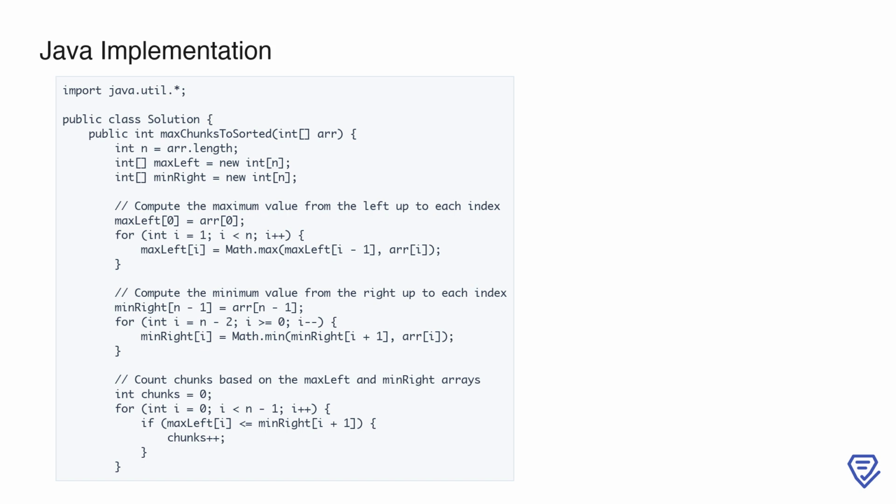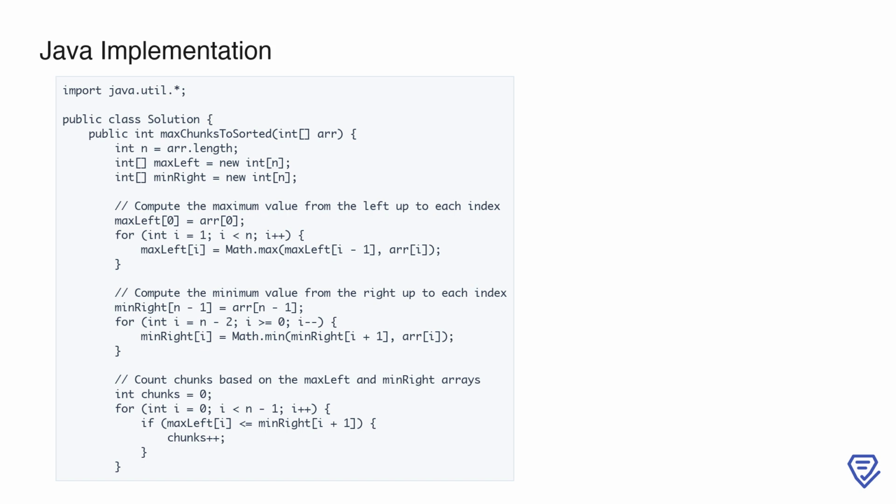First, we populate maxLeft. The initial value is simply the first element of the array, and for each subsequent index, we store the greater of the current array value or the maximum value up to the previous index. Similarly, we calculate minRight by starting with the last element of the array and moving backward, storing the smaller of the current array value or the minimum up to the next index.